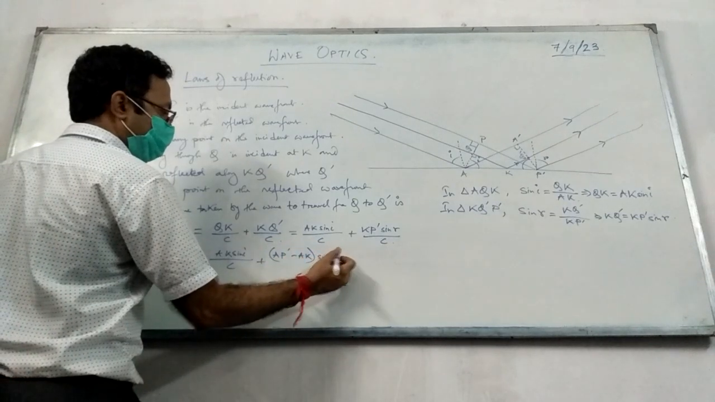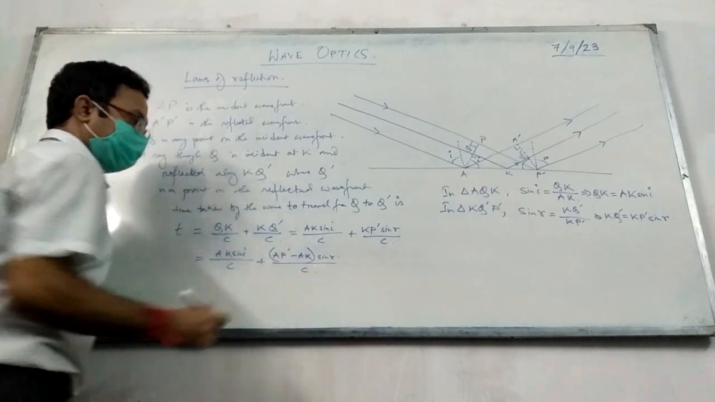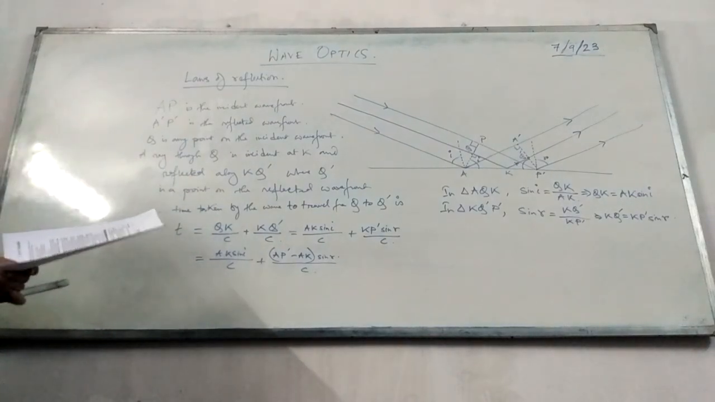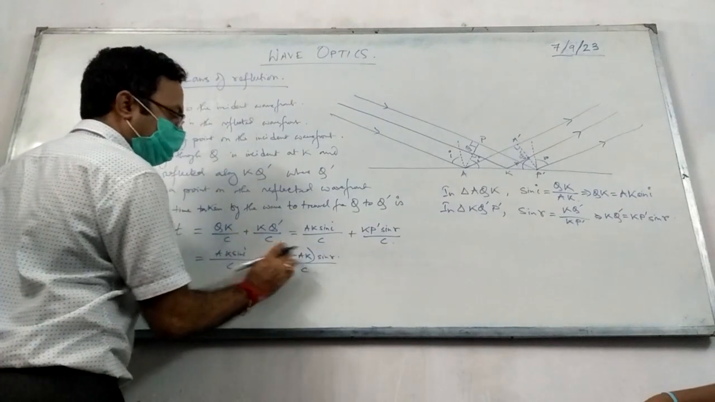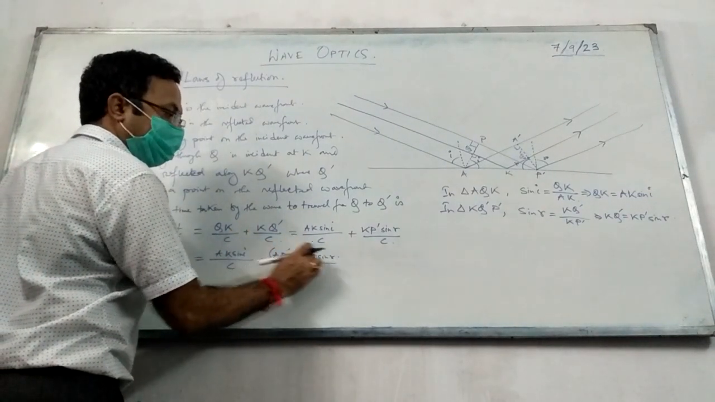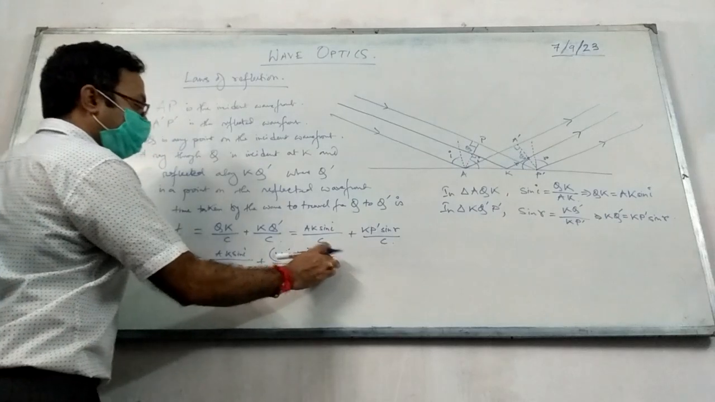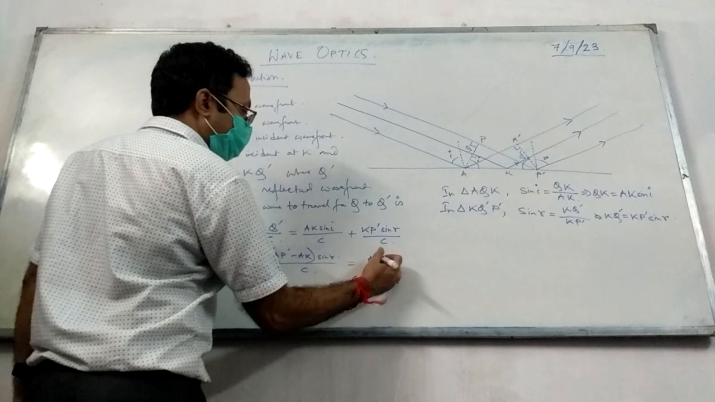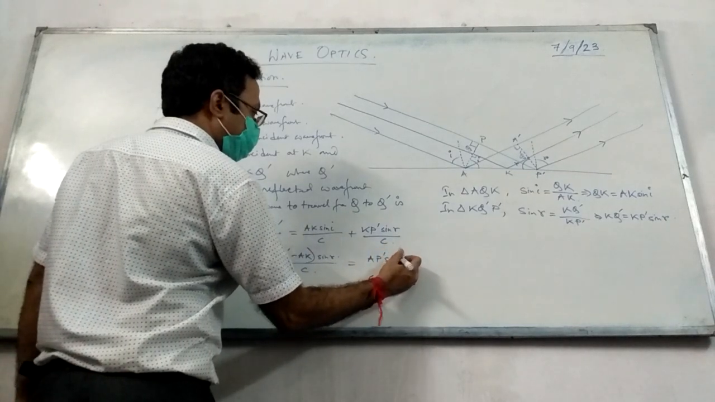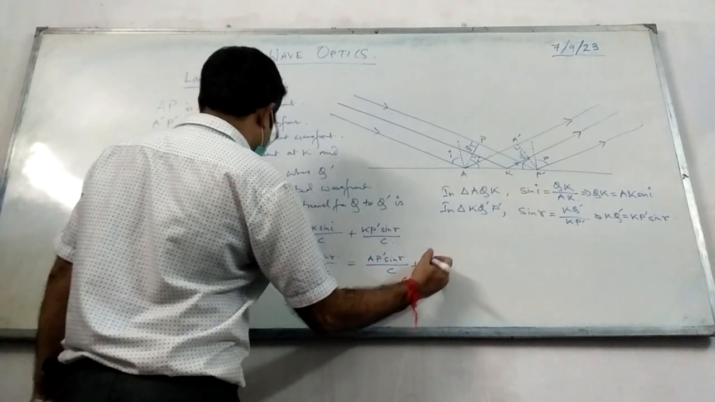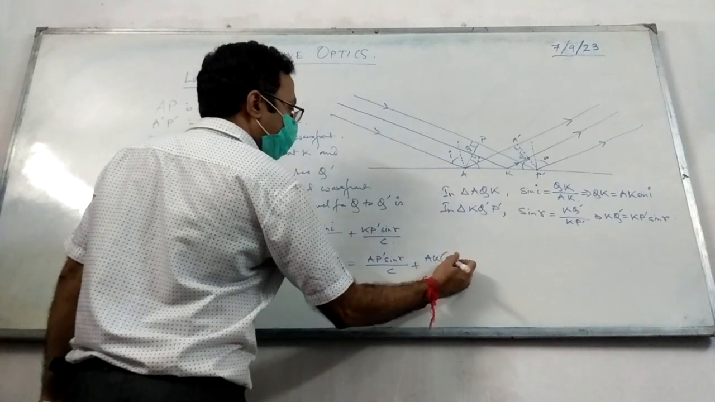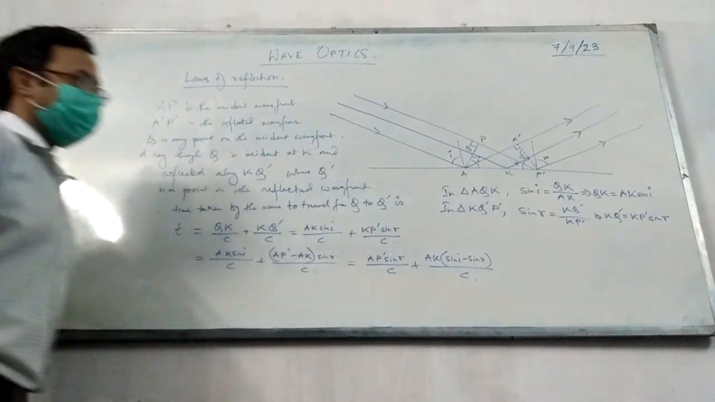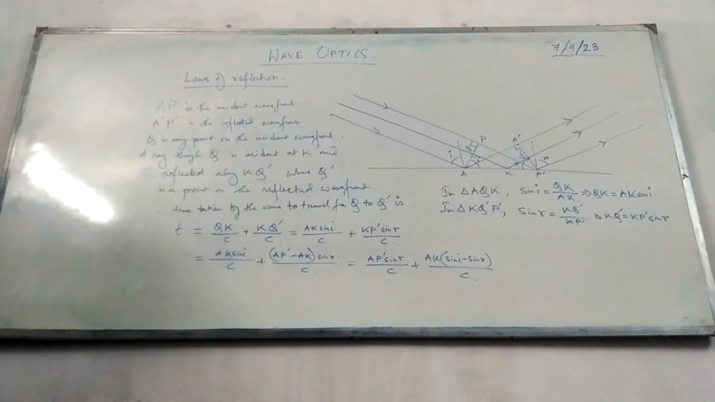sin r by c, right? Now if we just simplify this, break this up, it will be AP dash sin r minus AK sin r, and then if I take the AK common from both of them, this will become AP dash sin r by c plus AK (sin I minus sin r) by c. Yes or no? Yes, sir.